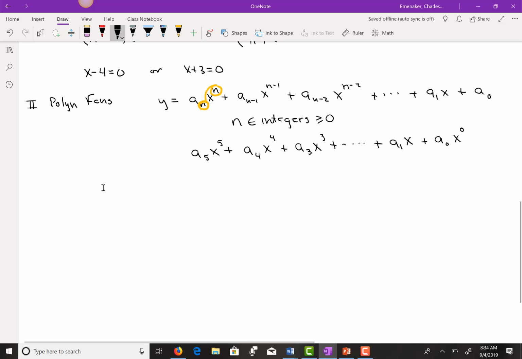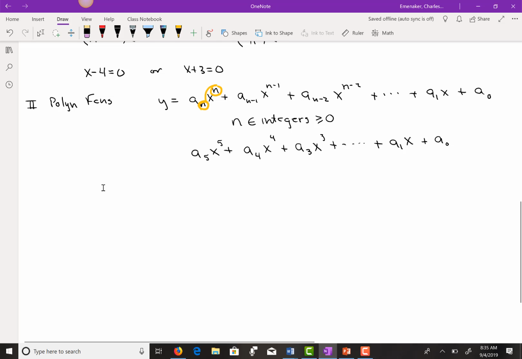but we didn't write the x to the 0 there, did we? Why not? What's x to the 0 always going to equal? 1. And 1 is just assumed to be there. So we could do a sub 0 x to the 0 or a sub 0 times 1, but we're just assuming it's there. Okay. Does that make sense how this notation works?